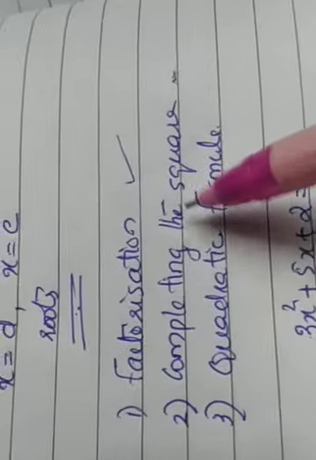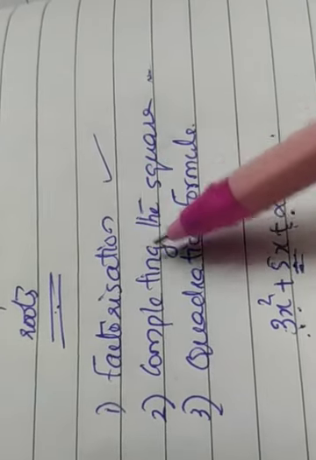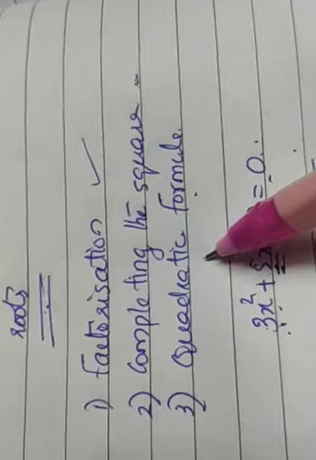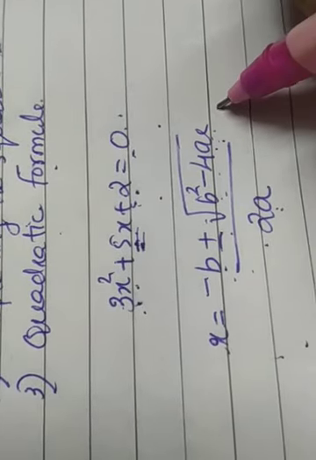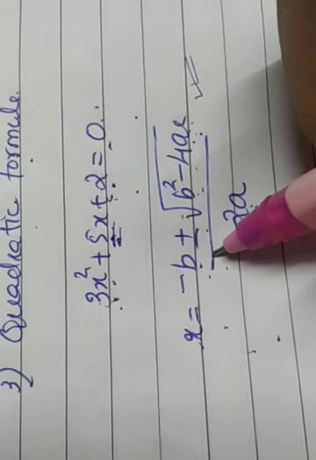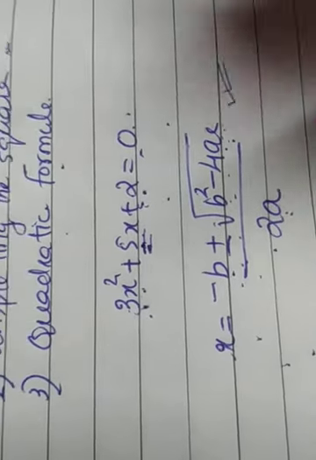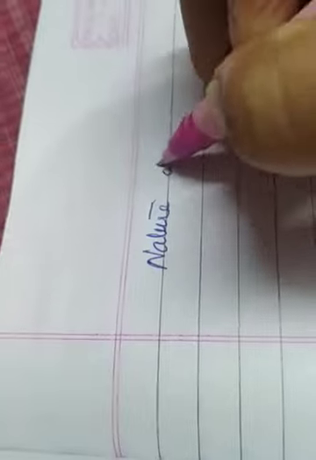So there were three methods to find the roots of the quadratic equation: factorization, completing the square, and quadratic formula. And we were having only one formula throughout the section. Okay, and the formula is x is equal to minus b plus or minus square root of b square minus 4ac by 2a. And the next one, the last portion of the chapter, was to check the nature of the roots. How do we check the nature of the roots?